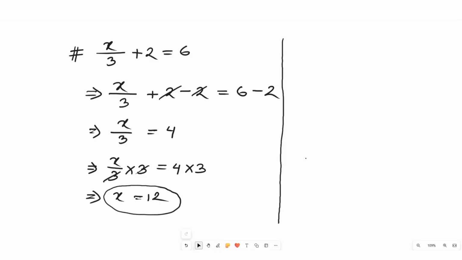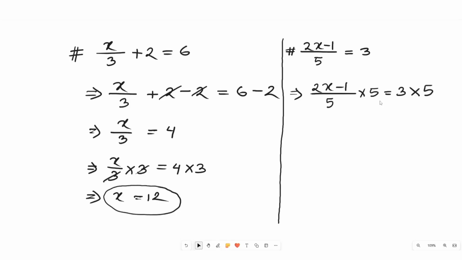Now let's see our next example. (2x minus 1) divided by 5 equals 3. To solve this, we have to multiply both sides by 5. So let's multiply. Now we get a new equation, which is 2x minus 1 equals 3 times 5, or 15. So 2x minus 1 equals 15. Now to isolate our variable, we have to cancel out this negative 1. So to cancel out this negative 1, we add positive 1 to both sides.